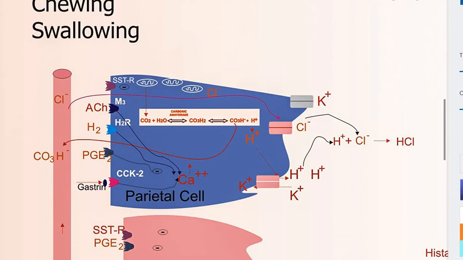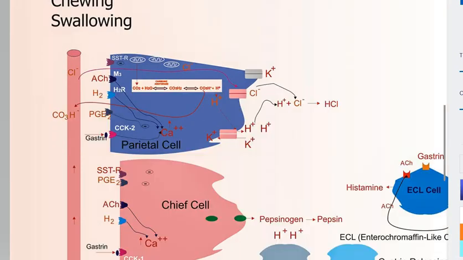The parietal cell has a chloride channel through which chloride ions move out from the parietal cells into the lumen of the stomach and bind with hydrogen ion to produce hydrochloric acid, HCl. Here one important thing you need to remember is that HCl is produced by the parietal cell, whereas pepsin is produced by the chief cell.